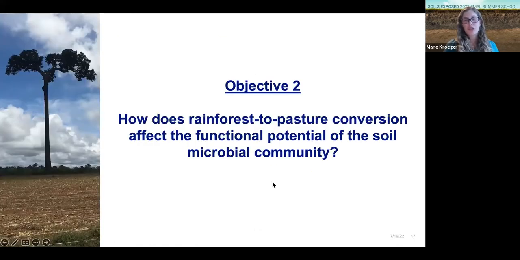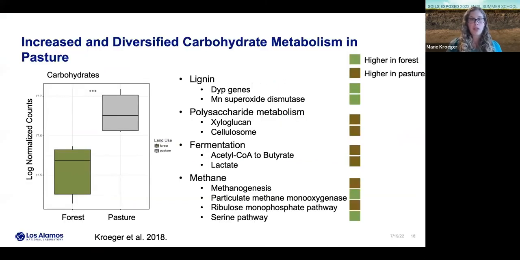For objective 2, I focused on how this conversion between rainforest and pasture affected functional potential. So these are those gene annotations to my metagenome assembly. And although there's a lot of differences that we found, and feel free to go read the paper here, one of the main things that I noticed was that there was increased carbohydrate metabolism in our pasture, and that not only was it increased, but there was diversification of the type of carbohydrate metabolism occurring.